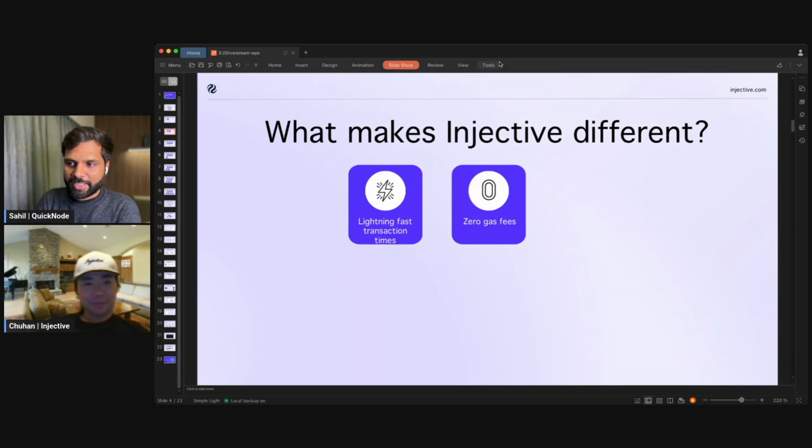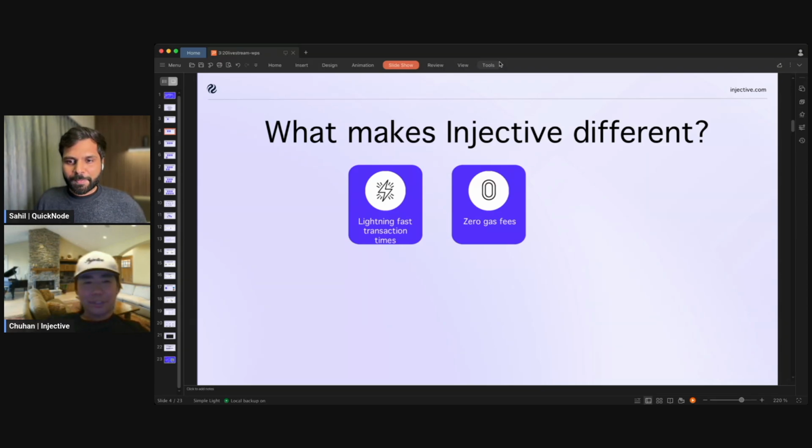So, like on traditional blockchains or other blockchains like Ethereum or its L2s, the miners or validators who actually keep the network running, who secure the network, confirm transactions, and produce blocks, are incentivized by gas fees, right? So how does zero gas fees work on Injective?